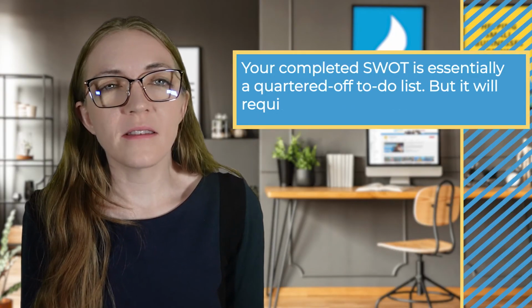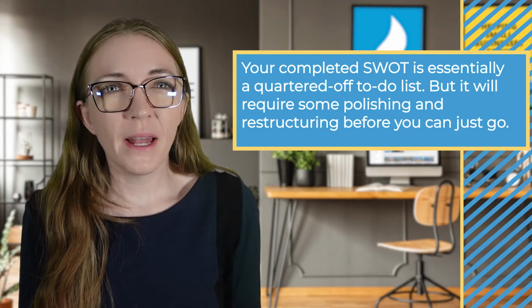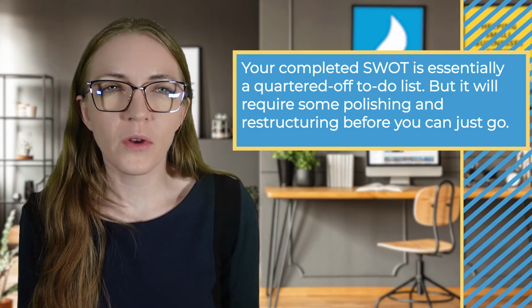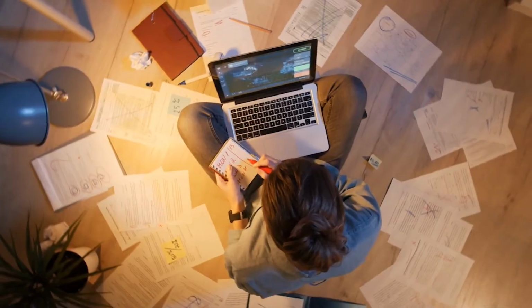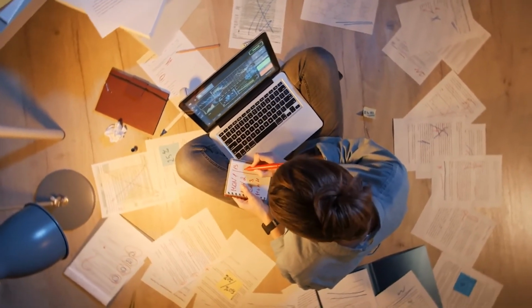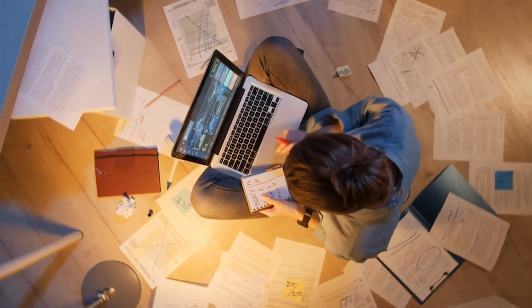Your completed SWOT is essentially a quartered off to-do list, but it will require some polishing and restructuring before you can just go. Look at each bullet point and rephrase it as a task. Then list any subtasks that need to be completed within that task. Don't worry if you can't think of every task or if you can't phrase your task well. It doesn't really matter at this point as long as you have a good idea of what you need to do. Now you need to prioritize.